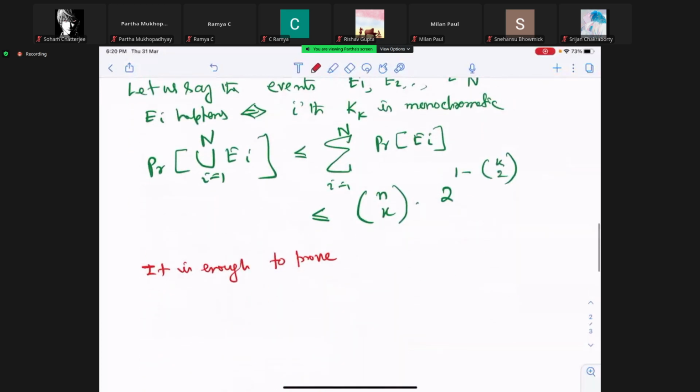So by the golden rule of probability, it is enough to prove that, call this event E, P of E is strictly less than 1. Why? That's the golden rule, right? If you prove that P of E is less than 1, then there exists some coloring which has not hit any of these k-cliques as monochromatic.